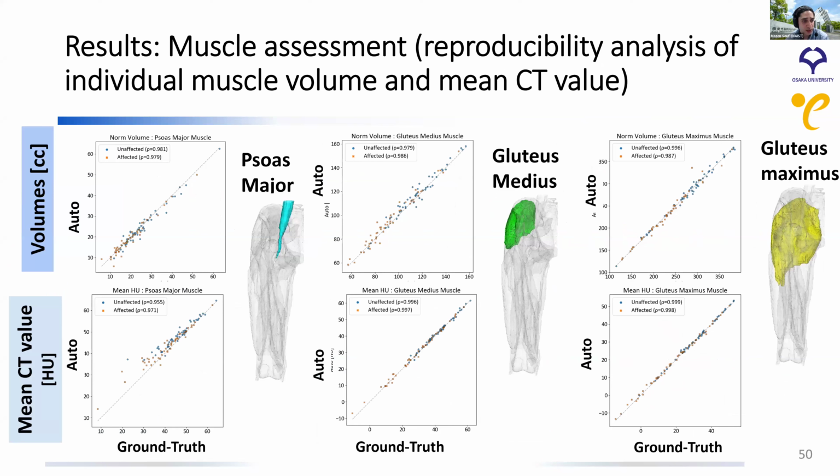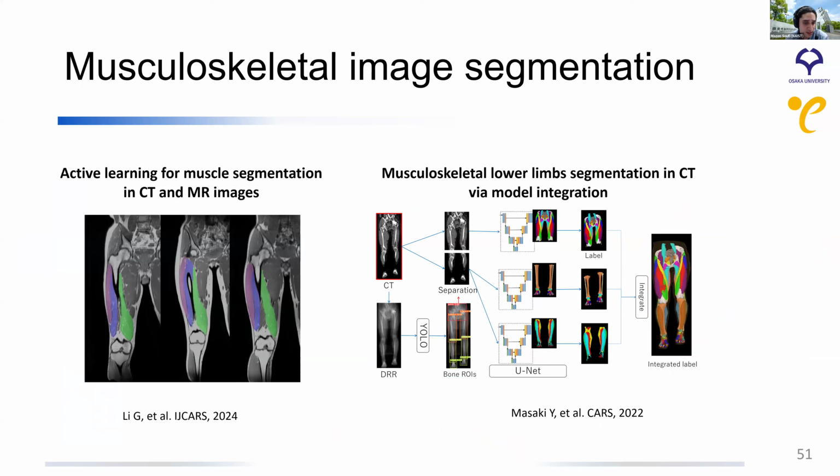And looking at how accurately we can retrieve the volume and the mean CT value from these segmentations, we can see that for the 3 muscles, we are approaching very high correlations. And for the 19 muscles, all the correlations were larger than or equal to 0.95. So we're not only targeting CT images.